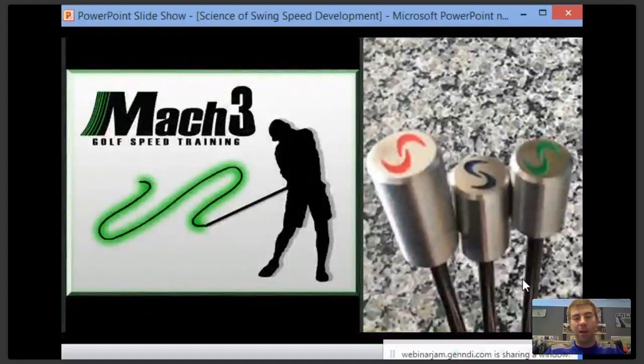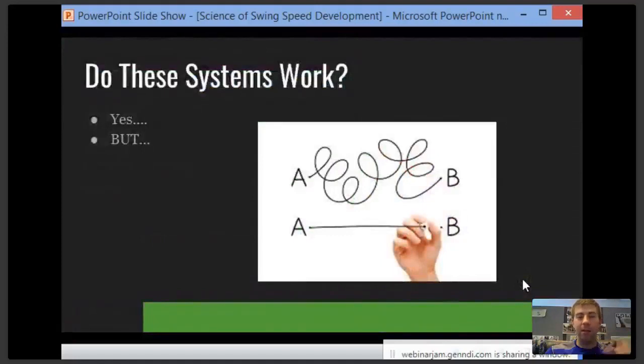So Super Speed Golf and Mach 3 speed training are just 2 of the systems out there that are starting to become more popular. They both work, but I think the key is the but. And that's where we'll talk a little bit about our research on overspeed type training. I think we always want to think about it like this: we don't want to go the long way from A to B, doing a lot of extra drawing, using a lot of extra ink to get to point B. We want to get there in a straight line. How quickly can we get from A to B? And I think that's the important piece to ask.